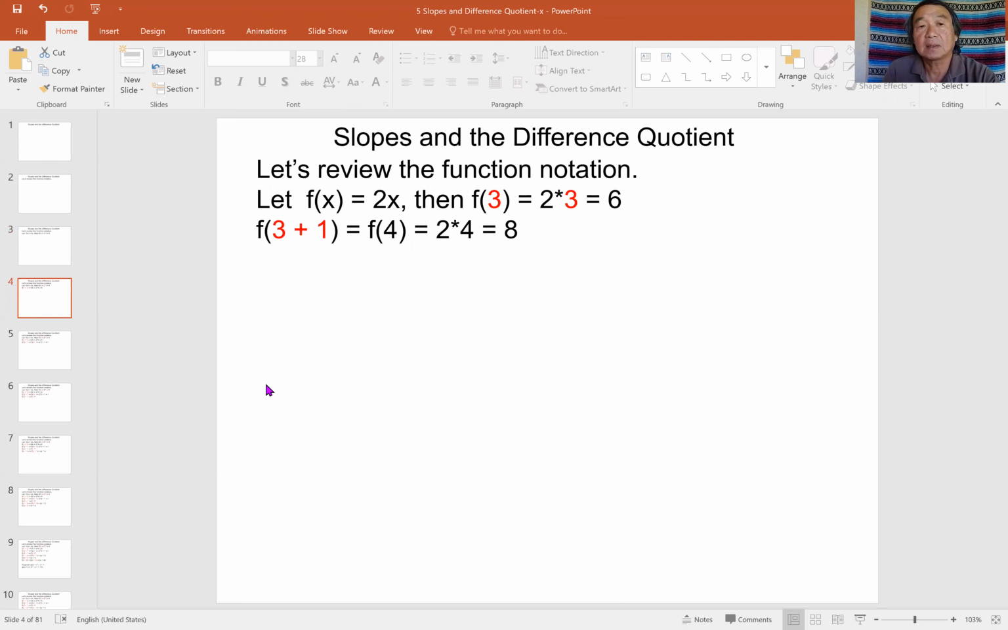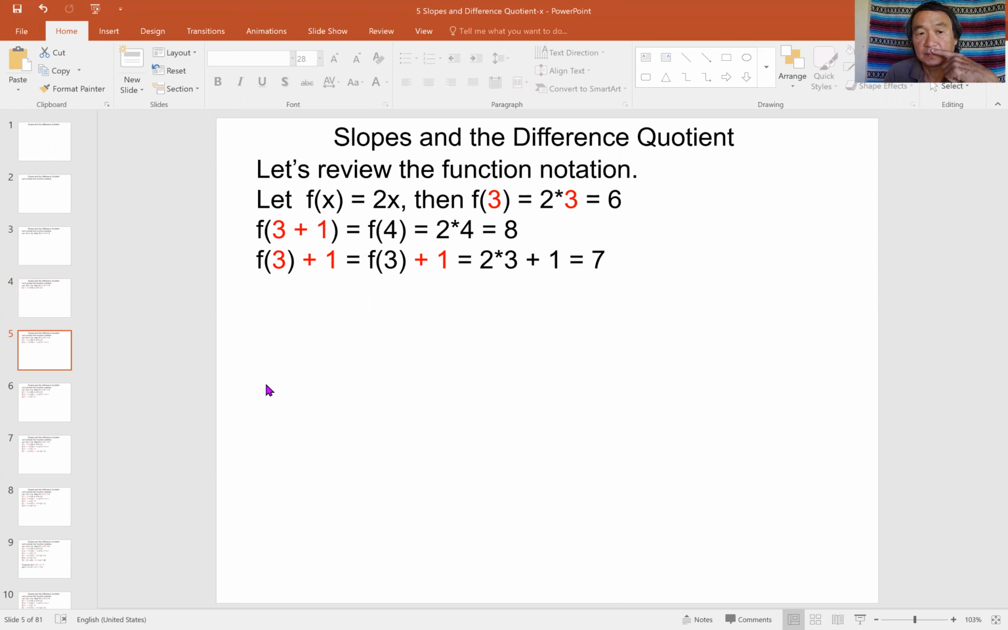And if I say what's f of 3 plus 1, the 3 plus 1 actually means that you're supposed to add a 3 and a 1 first, which is 4. Then put it in the formula, then we get 8. And notice this is different from these.